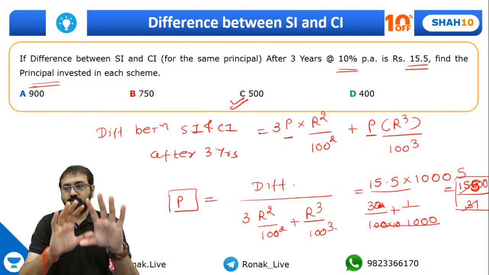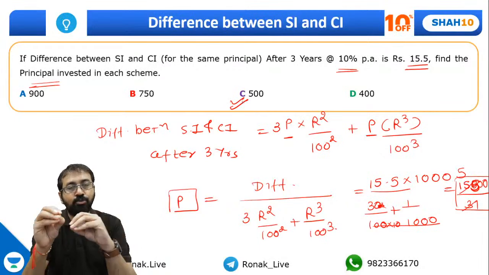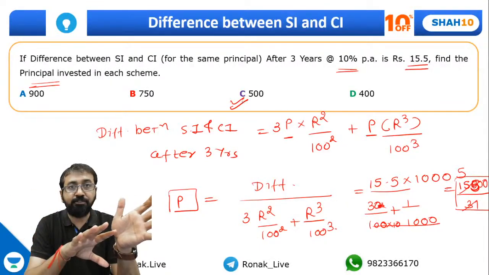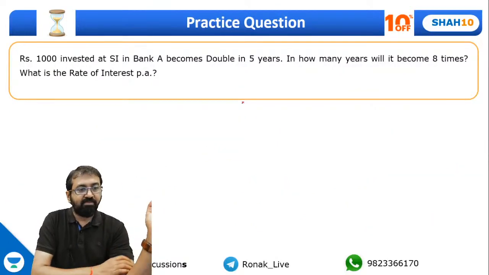So guys, that was one very important concept. How do we find out difference between SI and CI after 2 years, after 3 years, or if we are given difference and if we want to find out principal, how do we do it? So I'm sure all of you have understood this.